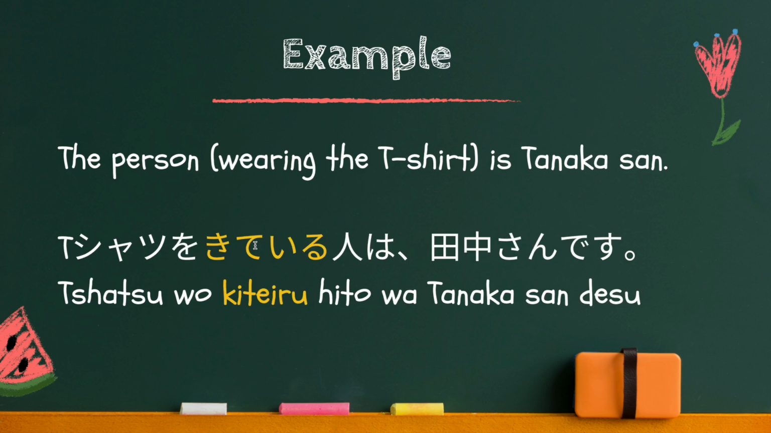Another example. The person wearing the T-shirt is 田中さん。Tシャツを着ている人は田中さんです。Again, this part comes before the noun it modifies. In this case, Tシャツを着ている is this part. And 人, the person, comes after this sentence. 着ている should be in the plain form, so don't say 着ています. That doesn't work.